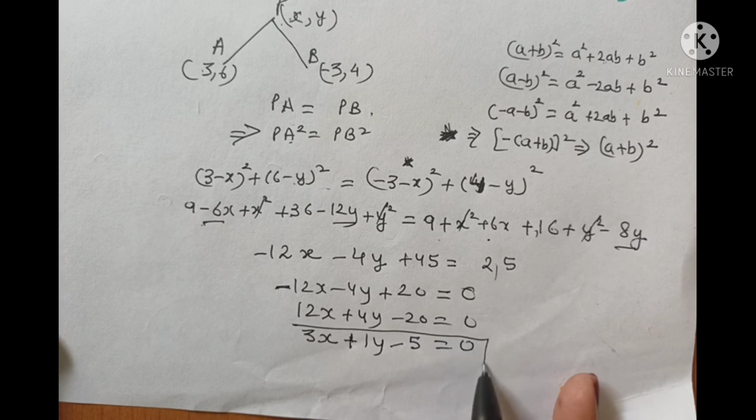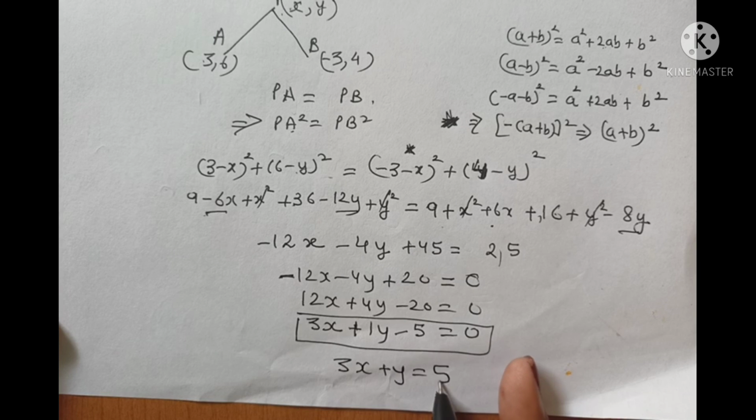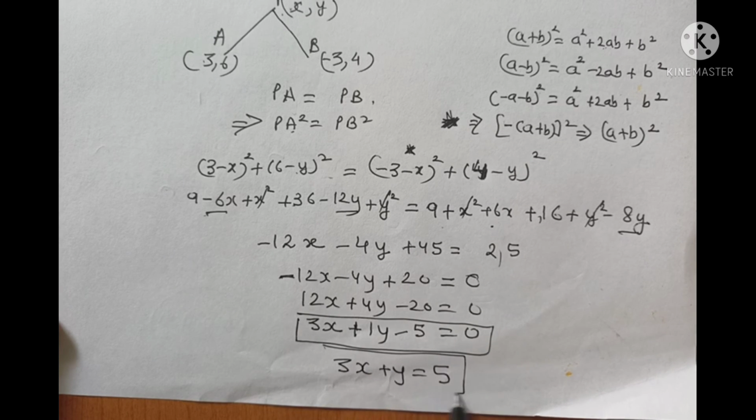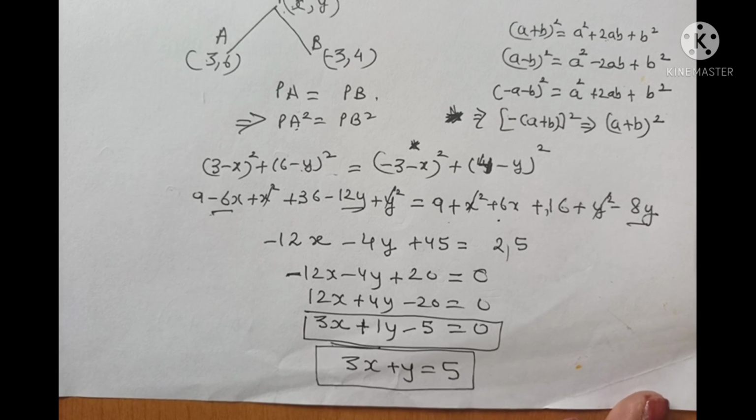So this is the relationship which is required. You may also write it as 3x plus y is equal to 5. So this is the required relationship. So I hope you understand this.